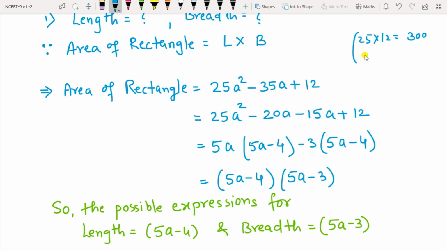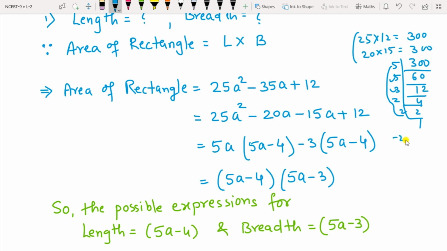So if you find the factors of 300, 5 6s are 30, 5 4s are 20, and the remaining 5 3s are 15. So if you multiply 5 and 4, that is 20, and 5 and 3, that is 15. So 20 into 15 is 300, and minus 20 and minus 15 gives you minus 35.